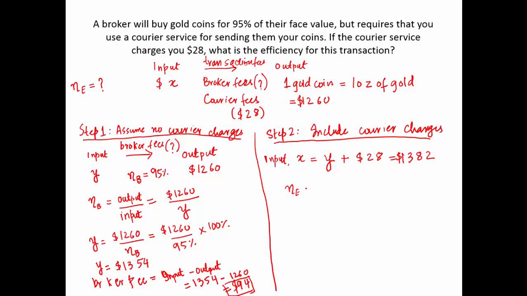So our efficiency, again, in this case, is output over input. Our output is $1,260, same as before. Our input now, including the courier charges, is $1,382, times 100%. If you plug in the numbers in the calculator, you get 91%.